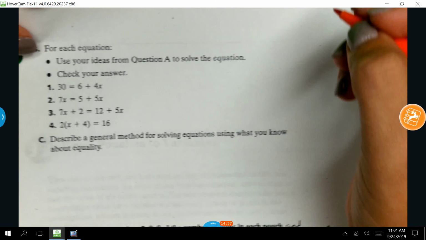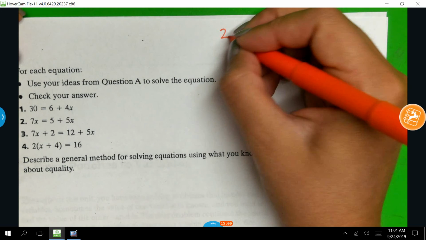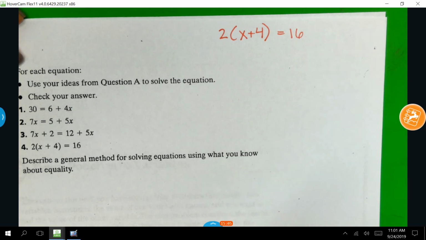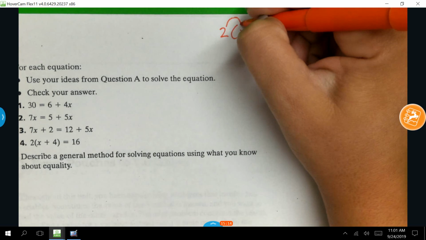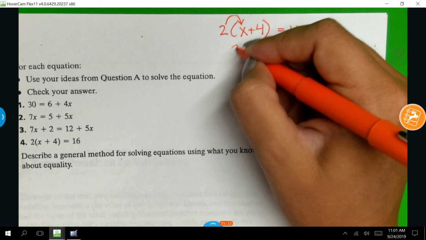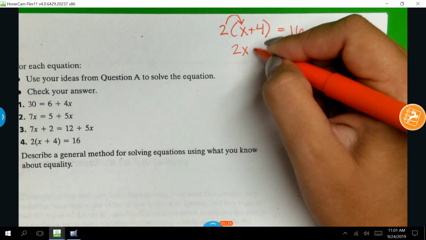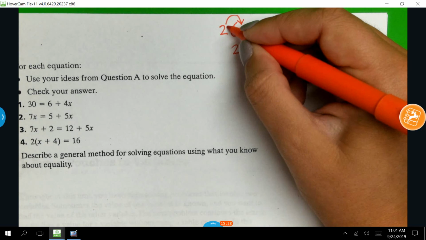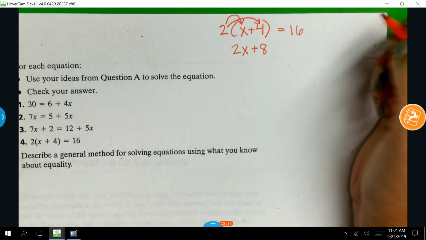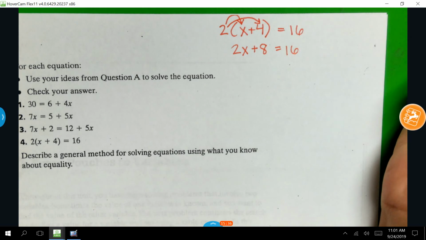Okay. So I've got 2 times x plus 4 equals 16. So that 2 times x plus 4 means I am distributing what? The 2. So by distributing that 2, what does it mean I'm doing? I'm multiplying. So it means 2 times x, which is just 2x. I keep that plus sign. And then I distribute the 2 to the 4 as well. So what does that give me? 8. So I have 2x plus 8 equals 16.